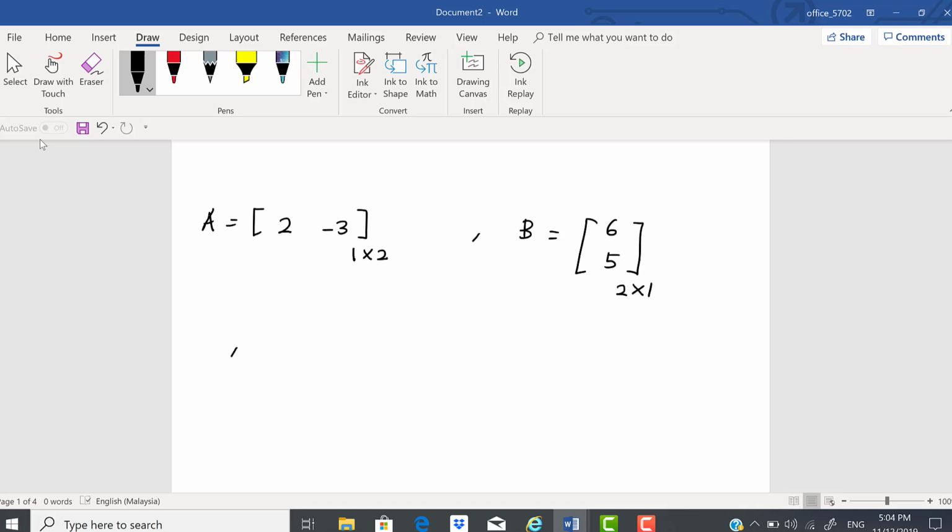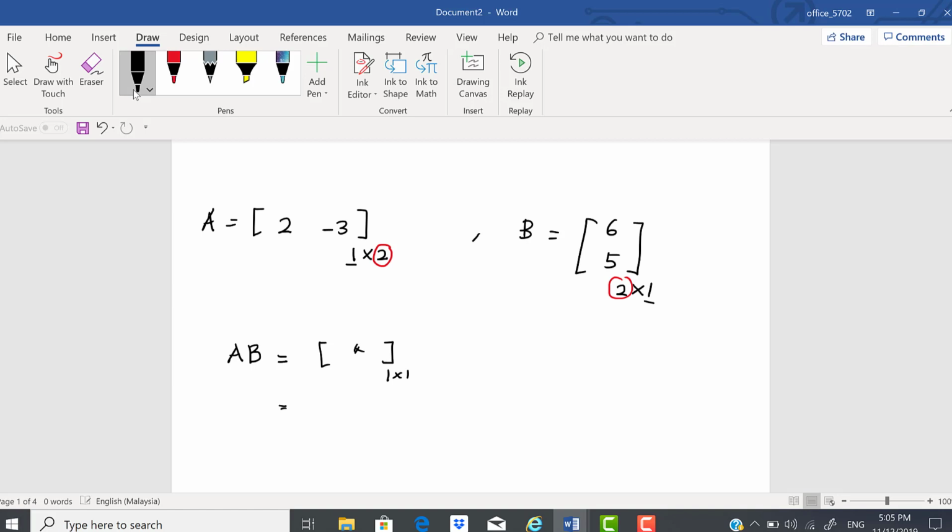So now to get A times B, we must check. Okay, this one is equal to this one. That means this matrix can be multiplied. Okay, so we get the answer of 1 times 1. That means one row, one column. That means we can only have one value, 1 by 1, only one value.